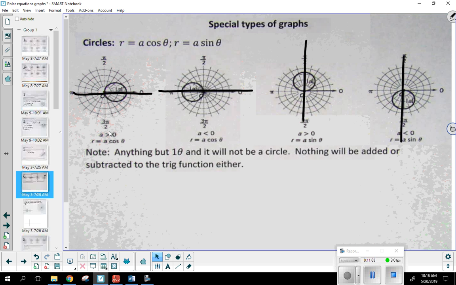Now, there's just one thing. Anything but a 1 in front of theta, and it's not going to be a circle. If that theta has any coefficient in front of it besides a positive 1, it is no longer a circle.